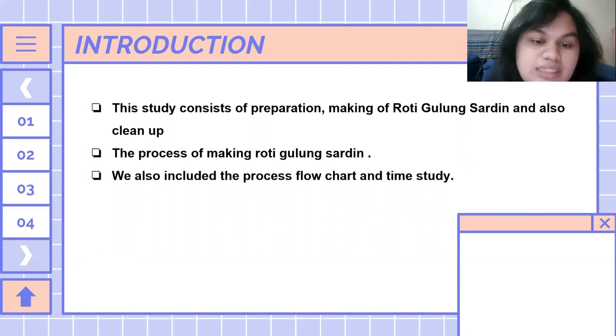The process of cleaning up cannot be neglected. The table has to be wiped after clearing it up. In this report, we also include the process flow chart and time study.